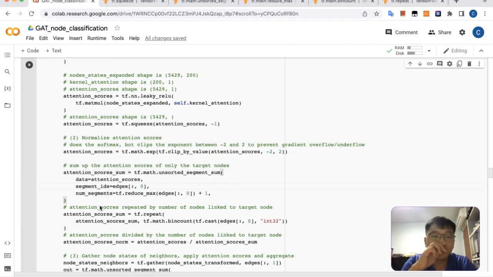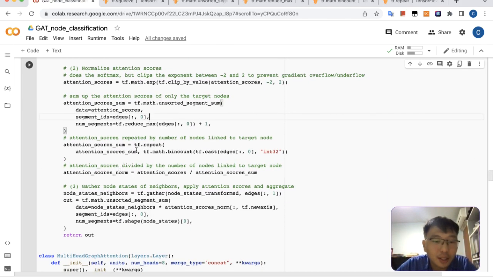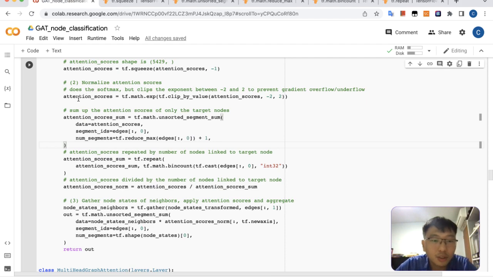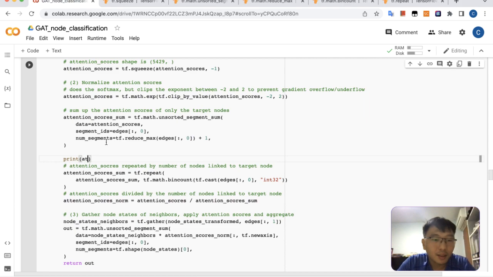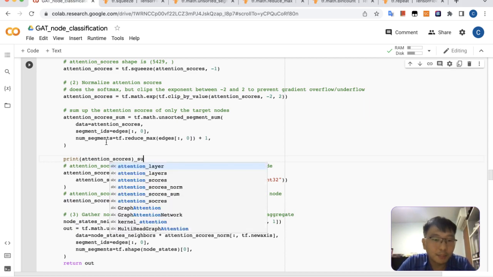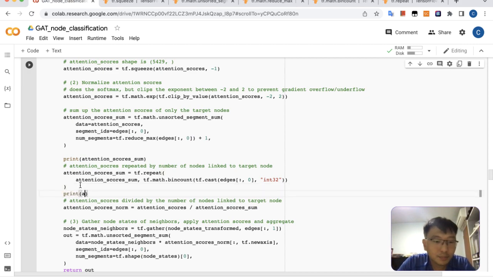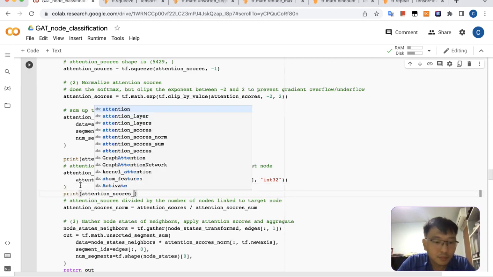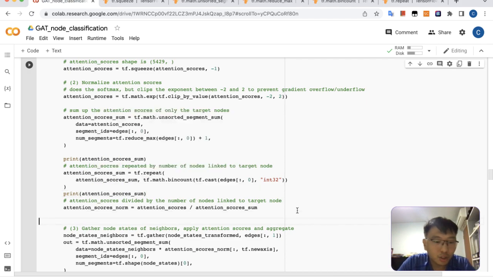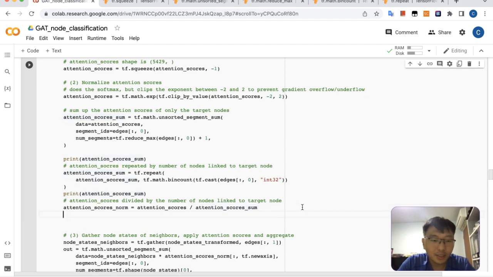At least I understand more than one part. Like two parts already, so that's good. I probably need to print some stuff out to understand what is going on. So these attention scores, I know it is. So let's just print out the attention scores sum over here, and then we also print out over here. Then we print out the attention scores norm also, so that I probably can understand what is going on.